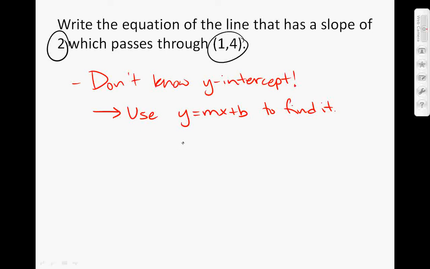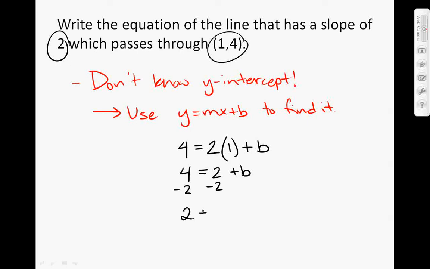I'll replace y with 4 equals, okay, my slope was 2, so I'll replace m with 2. My x coordinate was 1, so I'll replace x with 1. And then I don't know the y-intercept. Remember, that's what I was looking for. So I'm going to leave it as b. And let's simplify. 4 equals 2 plus b. I'm now going to solve for b, so I'll subtract 2 from both sides. So 2 equals b.